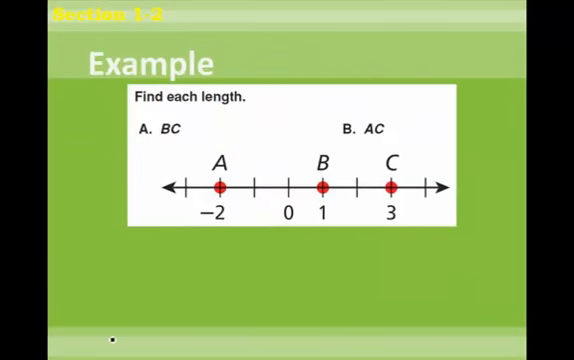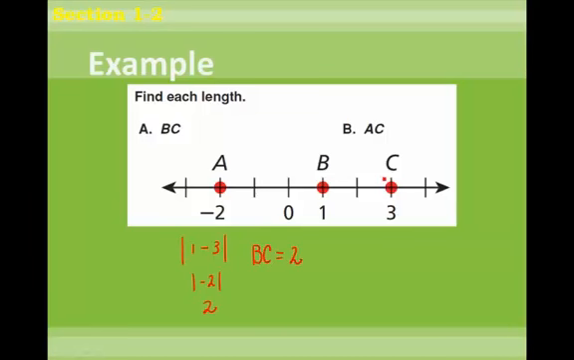So here we can find the length. Again, there's no dash over the BC and there's no dash over the AC. So we can find the length of segment BC by doing the absolute value of the coordinate that goes along with B is 1 minus the coordinate that goes along with C is 3. And the absolute value of 1 minus 3 is the absolute value of negative 2, and the absolute value of negative 2 is 2. So the length of segment BC is 2.